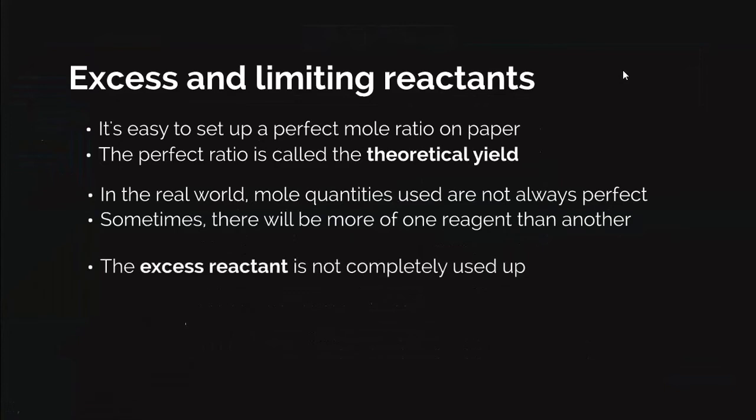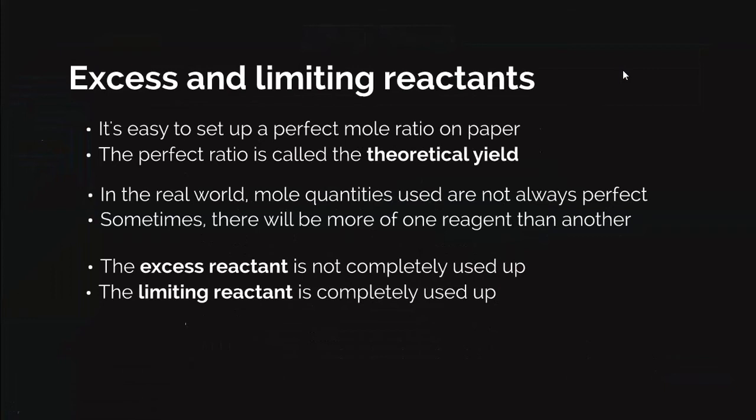And so actually this reactant that we have extra of, that we have in excess, is called the excess reactant. And because we have a lot more than we need, it's not completely used up. We will always have a little bit left over. And then the opposite side of that is the limiting reactant. This is the stuff that we run out of first.